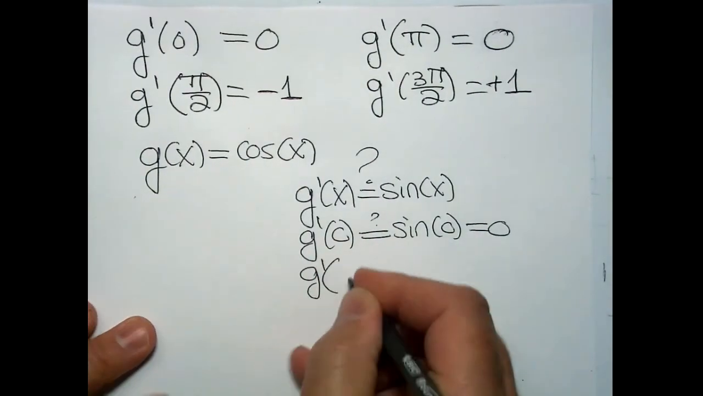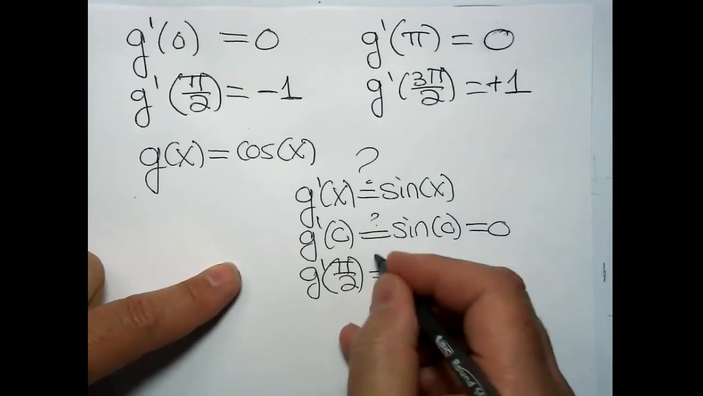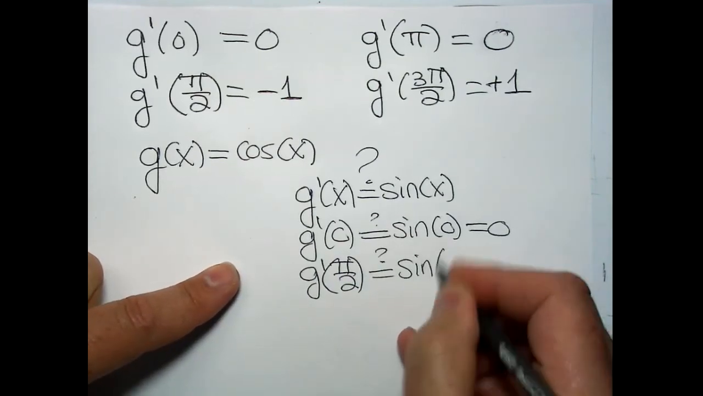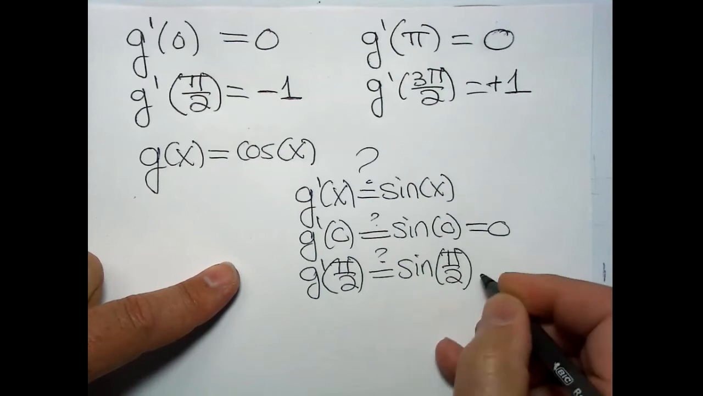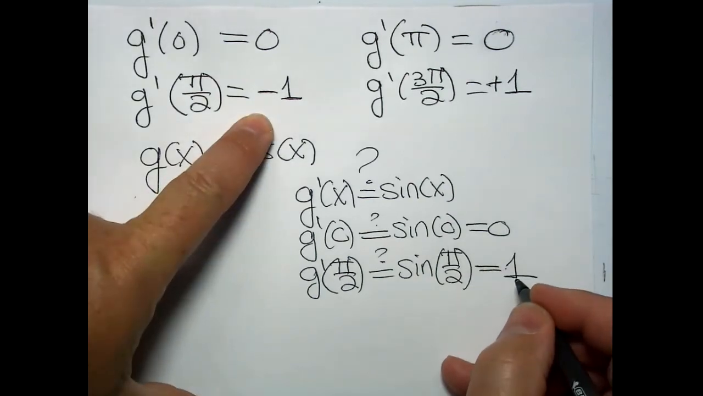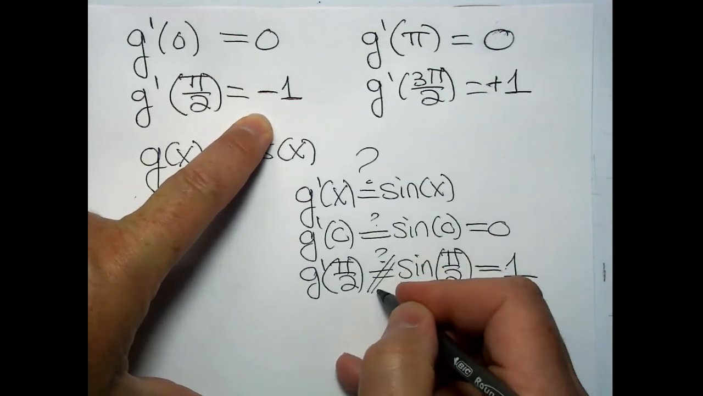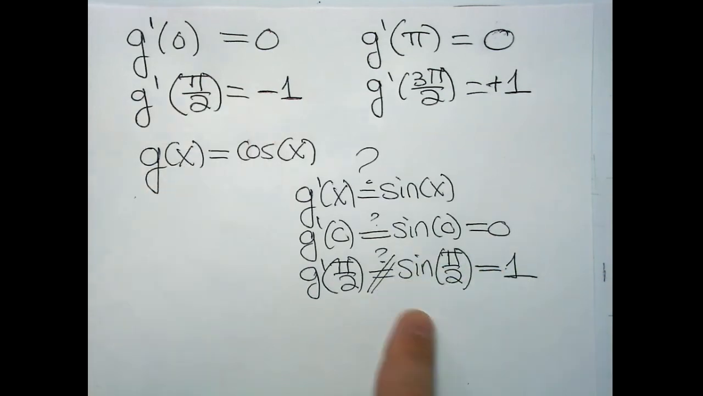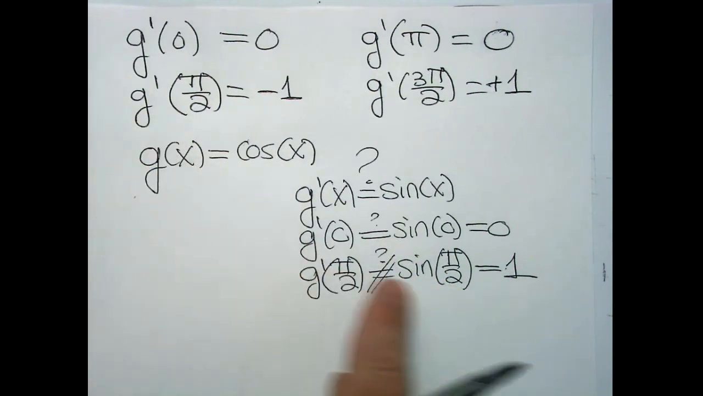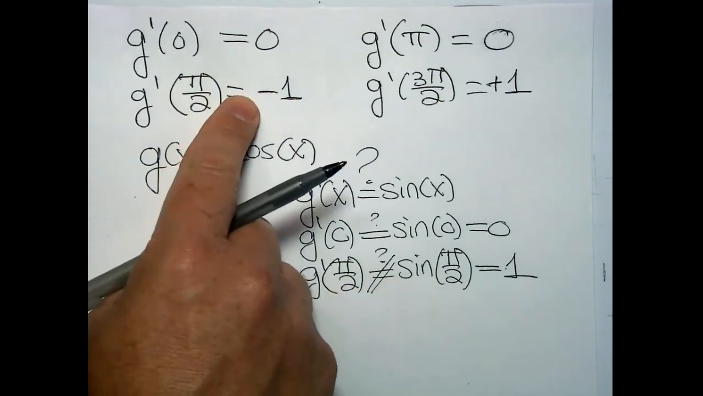G prime at pi over 2, which is the 90-degree angle, is that really equal to the sine of 90 degrees? Well, sine of 90 is 1. Oops. So that didn't work. So it can't be the sine, because the sine of 90 is 1, and we're saying g prime is the sine function, so we would do sine of 90, and it's getting negative 1.